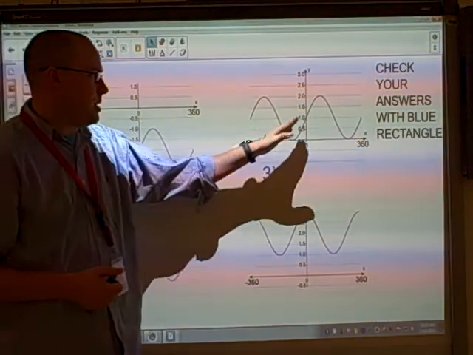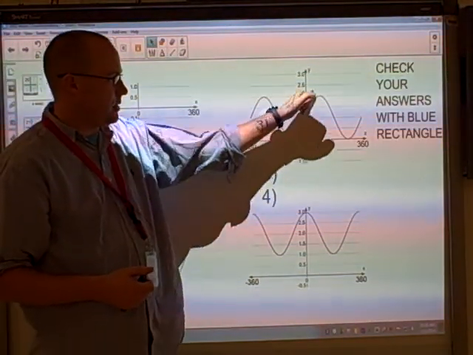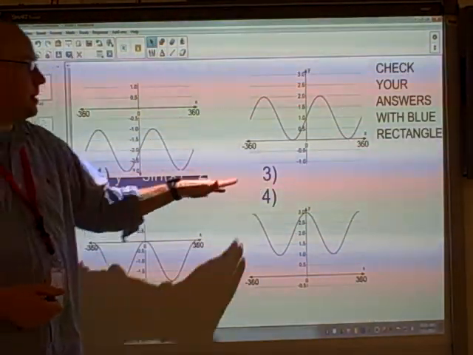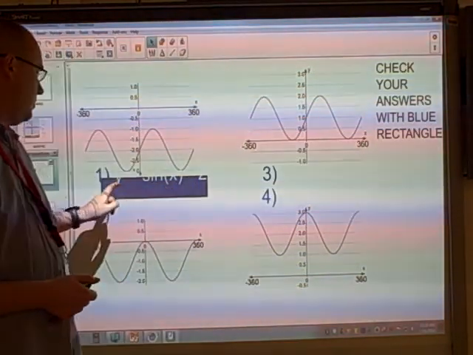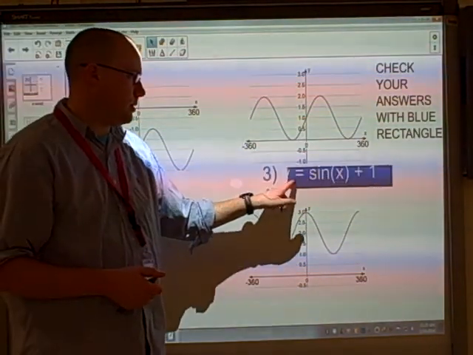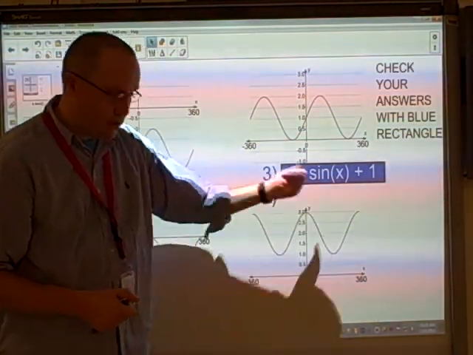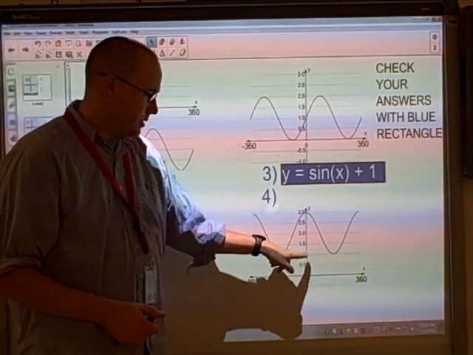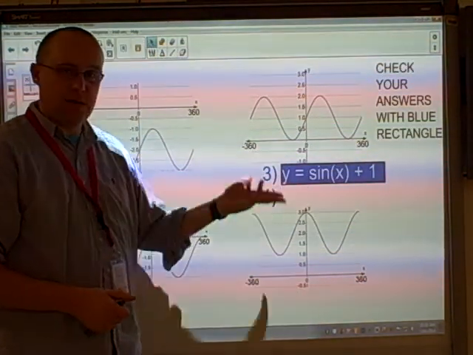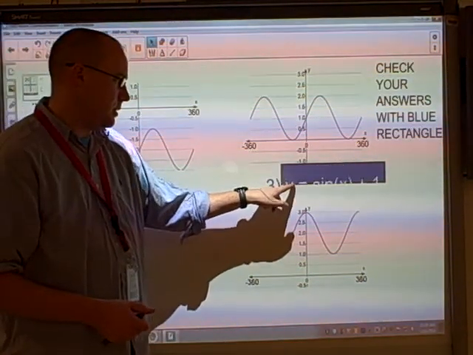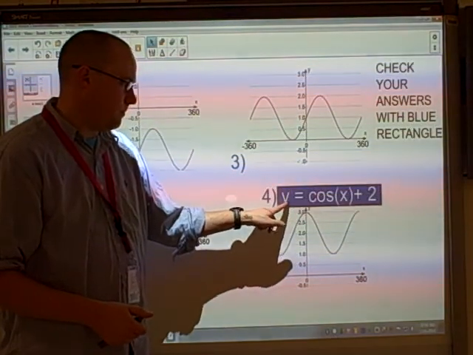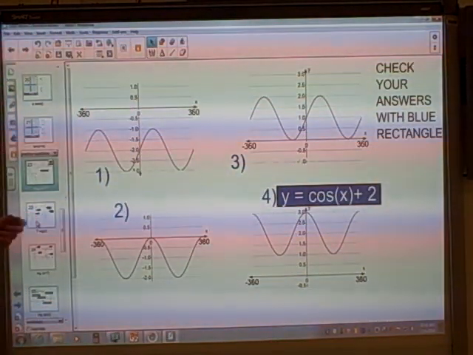Now if we go to number 3, we can see at the 0 value this is starting to go up again, which is just like sine. Sine normally starts at 0, this one starts at 1, so this should be sine x plus 1. And for our fourth one, if we look at 0, we can see this one's coming down, so this is cosine. Cosine normally starts at 1, this one starts at 3, so I moved it up 2 places, so this should be cosine x plus 2. And sure enough it is.